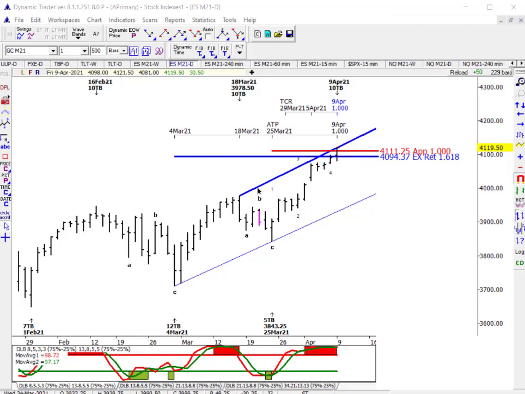It came up and tagged the upper channel line, very important, particularly given that the daily momentums have been overbought for a few days. It closed right at the 100% alternate price projection of this advance from this low, and that's about the same as the 100% alternate price projection of this advance also. But this is real key.